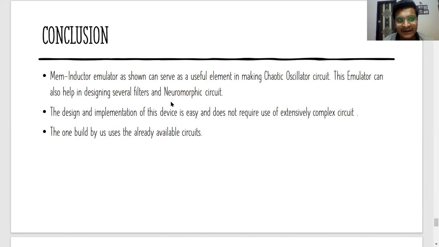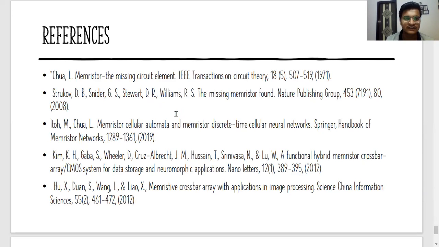So the conclusion that we get is that the Meminductor is basically a device that is very helpful, and we have shown using the chaotic oscillator circuit that it works and it can be used in making applications. And we have designed several filters as well as a neuromorphic circuit, and it works very well in all the applications. The one used by us used the already available analog building blocks, which are the OTA, CDBA, and TC2. So these are the references.